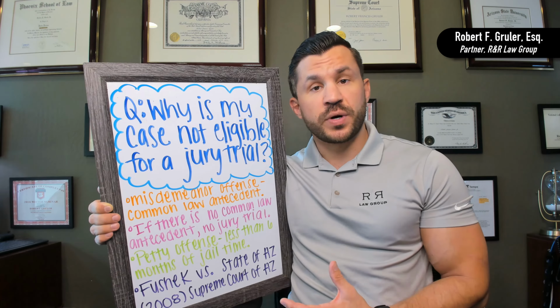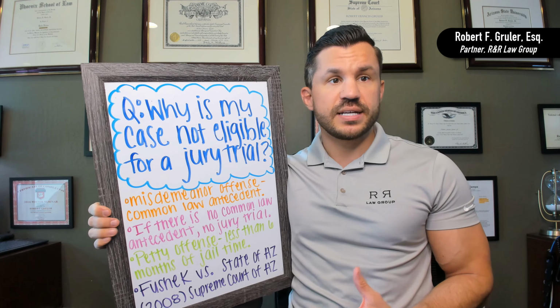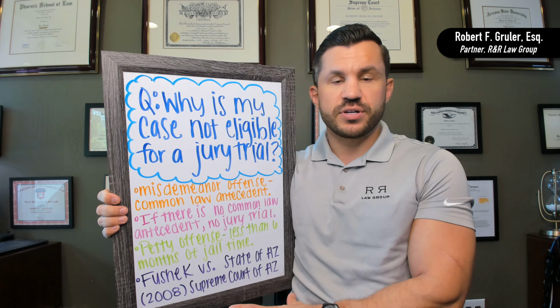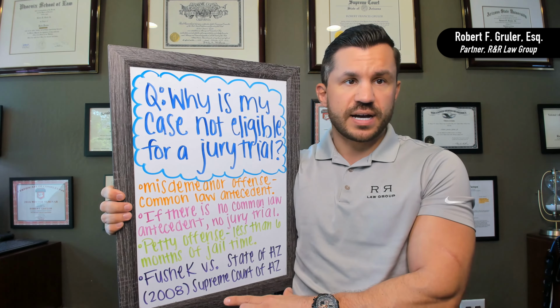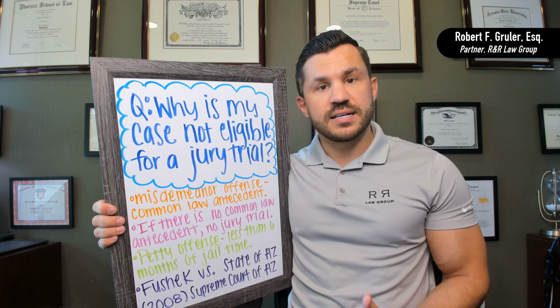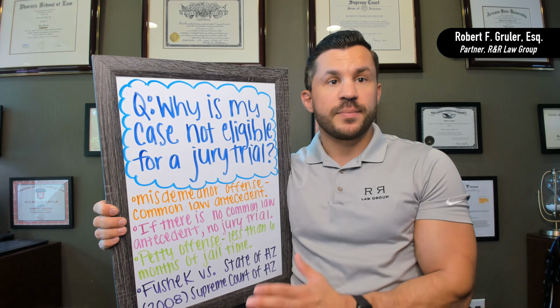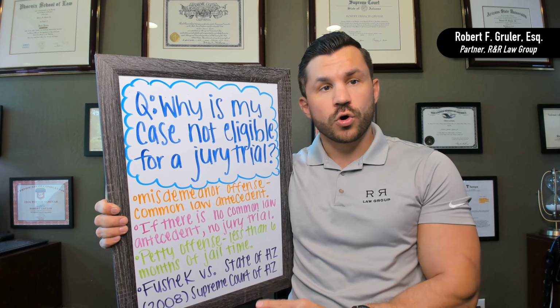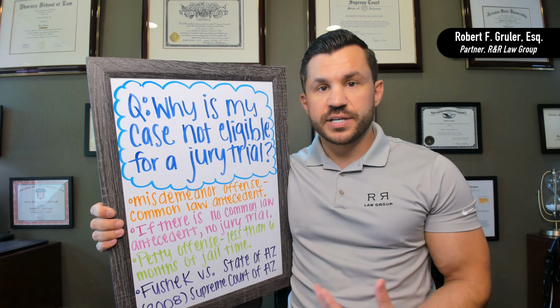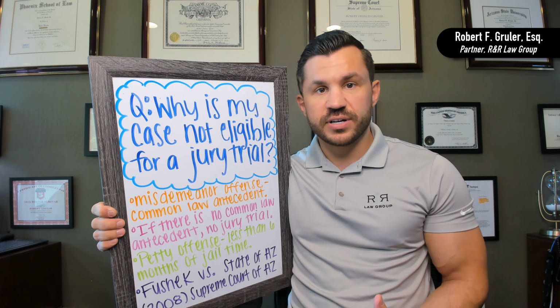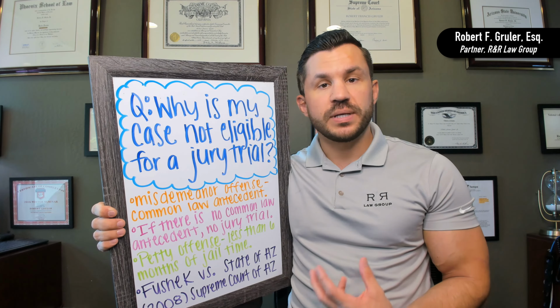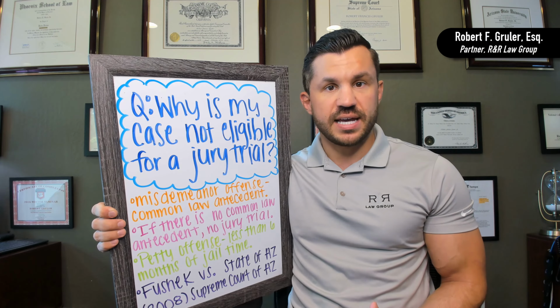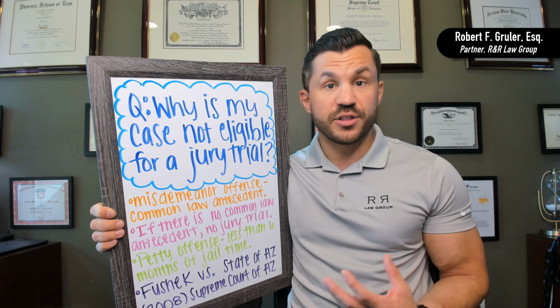The case that you're going to want to look up if you want to read in detail what it is, it's Fashek versus State of Arizona, decided by the Arizona Supreme Court in 2008. Essentially what it says is that rule. You need a common law antecedent, or you need a very serious crime. So you need some sort of severity that is going to require that a jury hears the case. And when I talk about severity, I'm talking about the penalties.